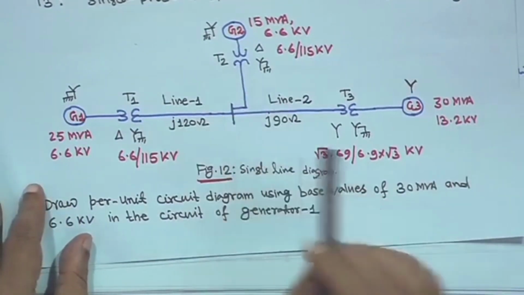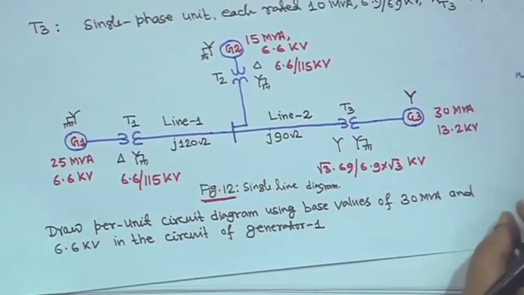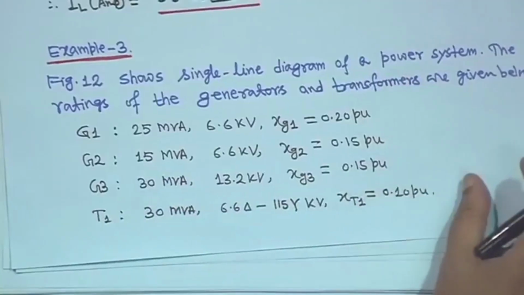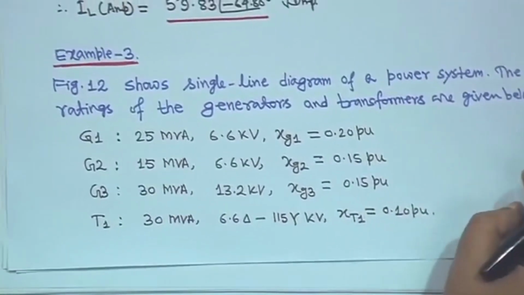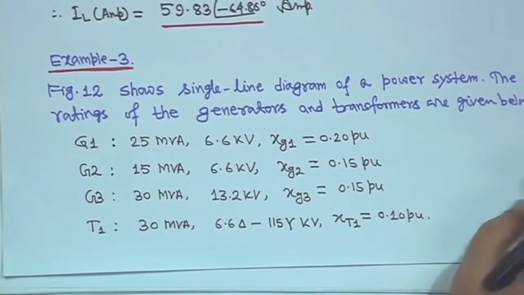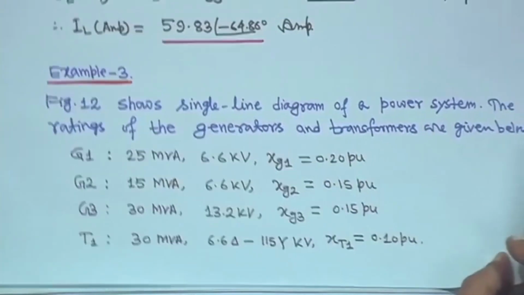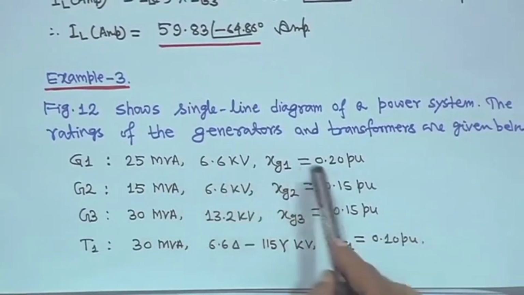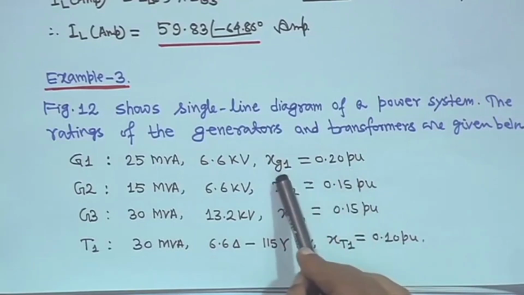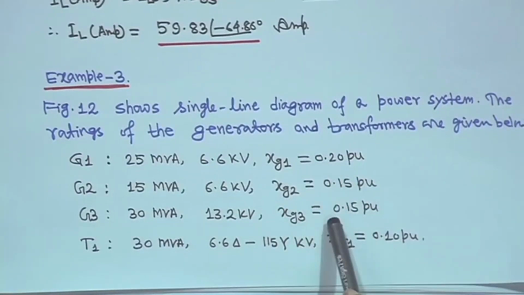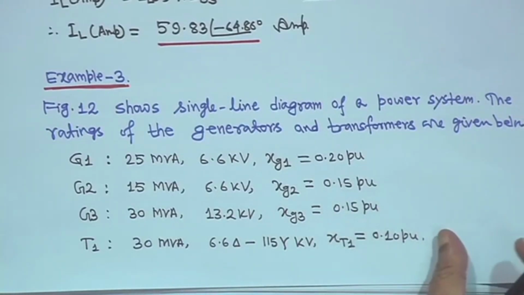This is a single line diagram. You have to make a single line diagram of this one, with the generator data given below. So, what you have to do is find out its per unit reactance diagram. G1 is 25 MVA, 6.6 kV, and the generator reactance is given as 0.2. Everywhere there will be j, but I am not putting j; only in the final circuit will we put the j, the complex operator, right.